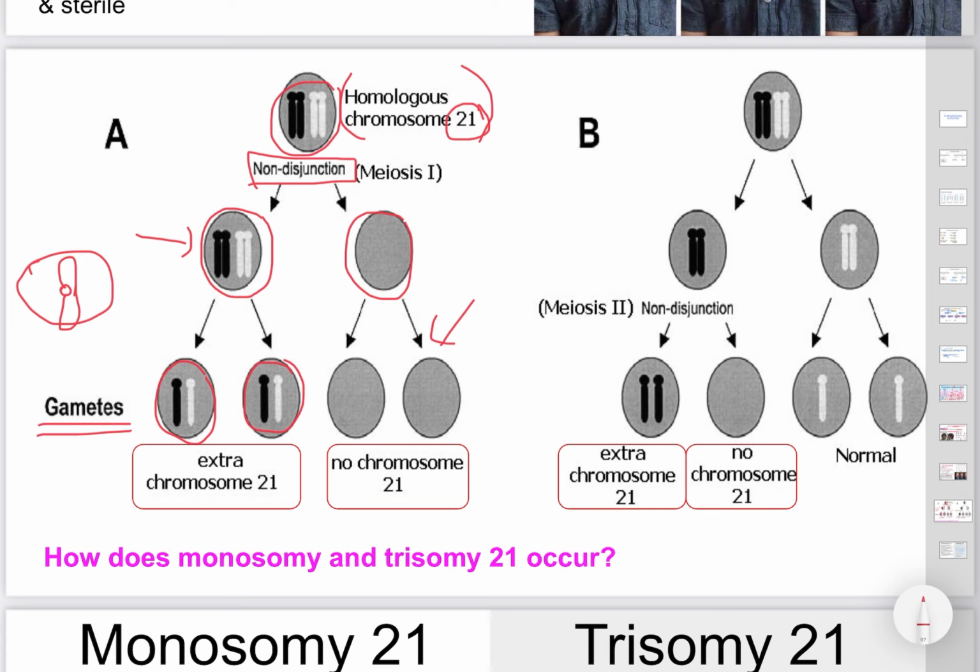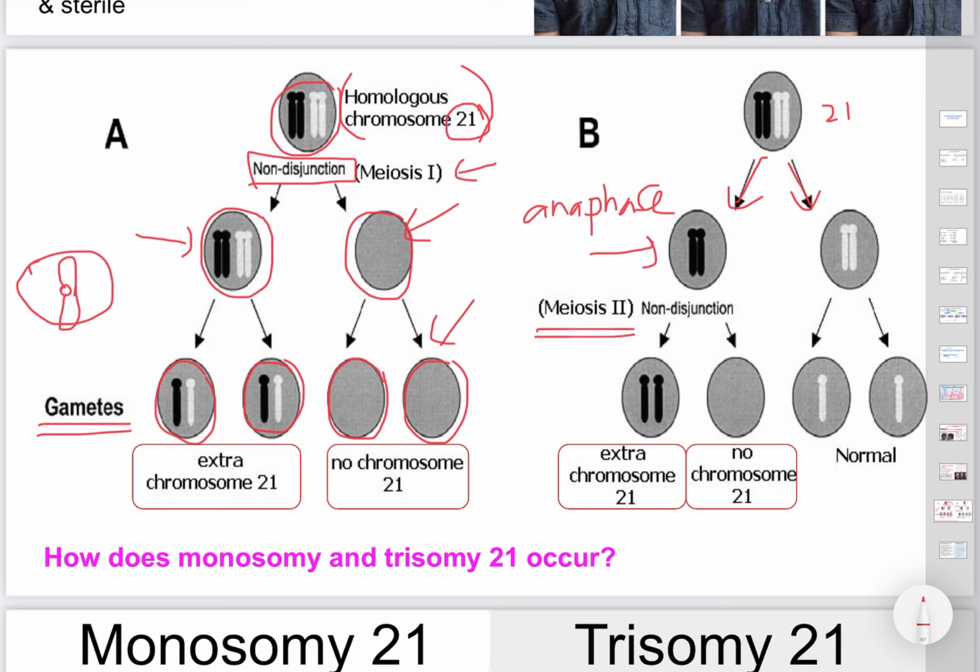While on this side, because there is no copy at all of chromosome 21 di sini, dia menyebabkan gamet di sini tiada chromosome 21, tapi kromosom lain ada. Kita fokus pada chromosome 21 sahaja. Okay, that is if the non-disjunction occurs in meiosis 1. If non-disjunction occurs at meiosis 2, maksudnya dekat meiosis 1, ini adalah fasa anaphase 1, our homologous chromosome separate properly. So dia masuk satu hitam dekat satu daughter cell, satu putih dekat satu daughter cell.